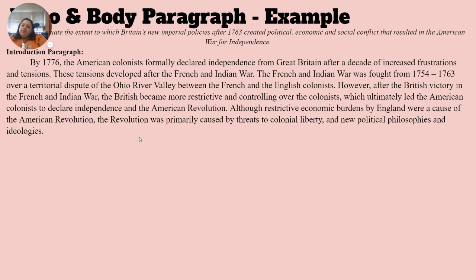In a causation thesis, that assertion is not necessarily needed. You definitely can get by with just having your subpoints, because we're basically arguing the primary causes were the threats to colonial liberty and new political philosophies. Okay, so you don't necessarily need a therefore statement or an assertion with your causation, because it's basically already implied in this thesis.